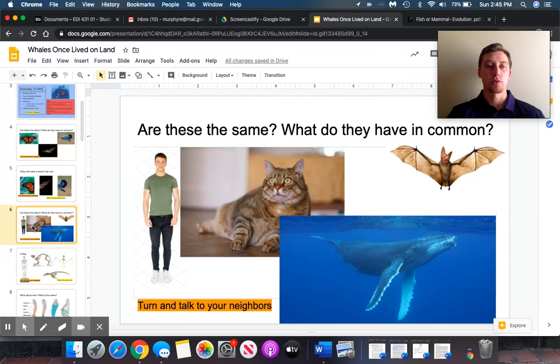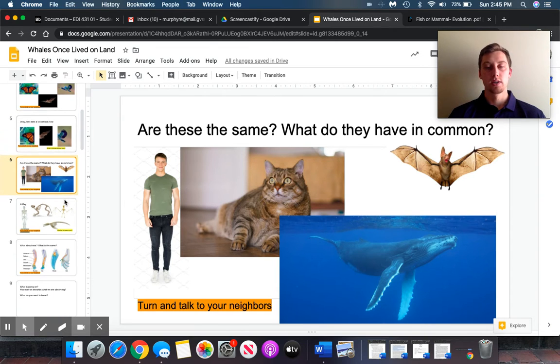Then I pose another question looking at a human, cat, whale, and bat. Are they the same? What's different? What are some commonalities? I get them again to talk to their neighbor and come up with a general statement. We talk about that. Most students come up with the idea that all these individuals are mammals. That's usually the common thing that students get.